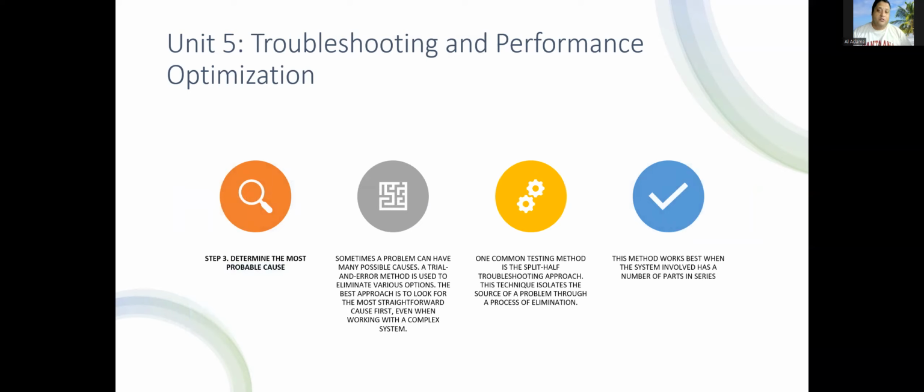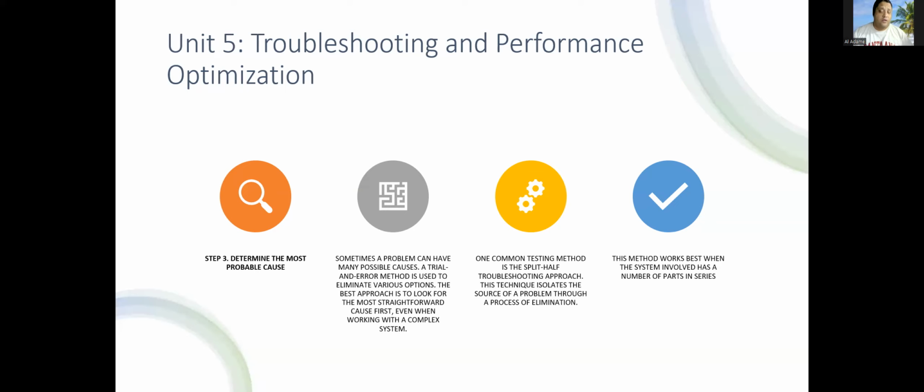So step 3, determine the most probable cause. Sometimes a problem can have many possible causes. That is true. A trial and error method is used to eliminate various options. The best approach is to look for the most straightforward cause first, even when working with a complex system. In other words, always start with the basics. Nine times out of 10, the most basic thing could be causing the issue, and that usually solves the problem.